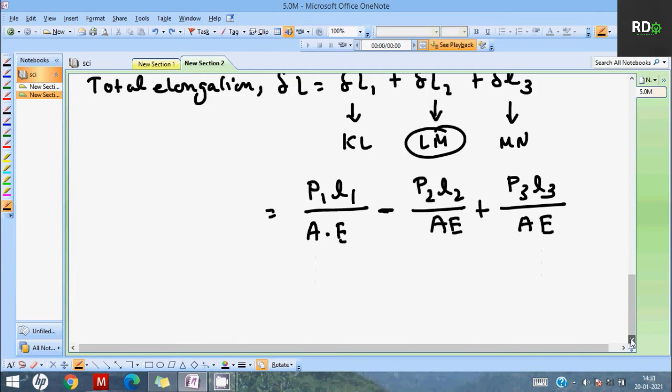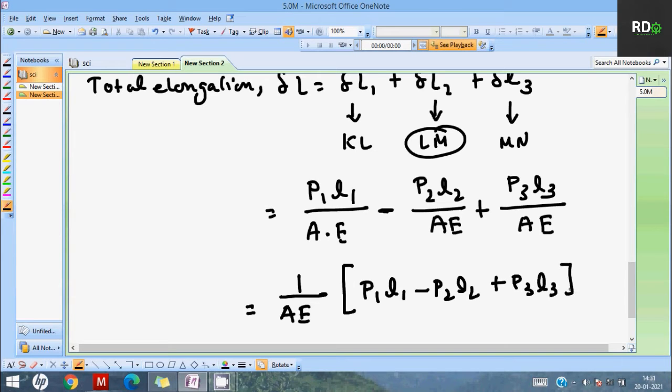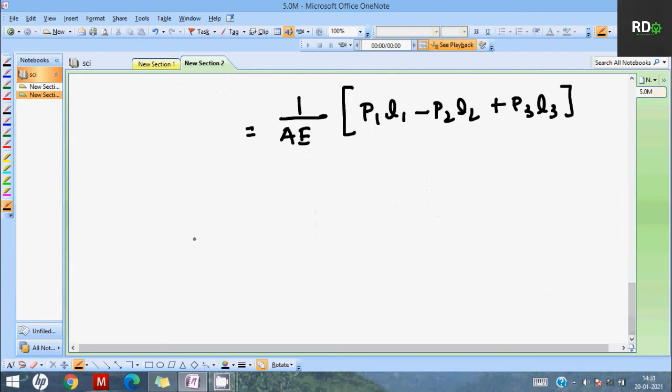So let me take the common part, 1 by AE. Your formula goes like P1L1 minus P2L2 plus P3L3. Is it not? Let me put the values. E is given as, let me check once again, I think it's 200 GPa. Yes, E, the Young's modulus, is 200 GPa. That is for steel, the material is steel.